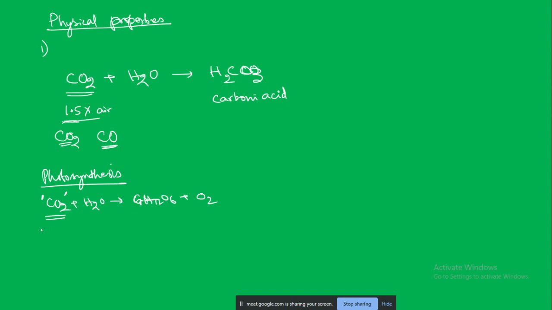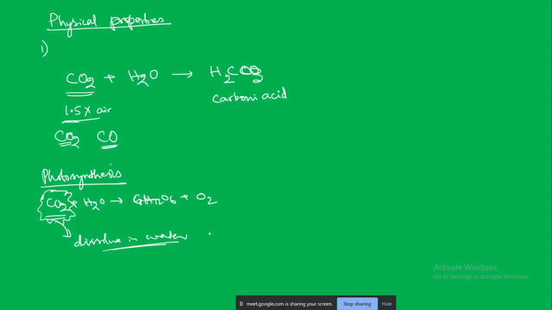Whatever carbon dioxide is there in the atmosphere, it has to get inside the water, no? Otherwise the aquatic plants, how are they able to catch this carbon dioxide? So basically this carbon dioxide can dissolve in water. But how well does it dissolve in water? It is very less actually.